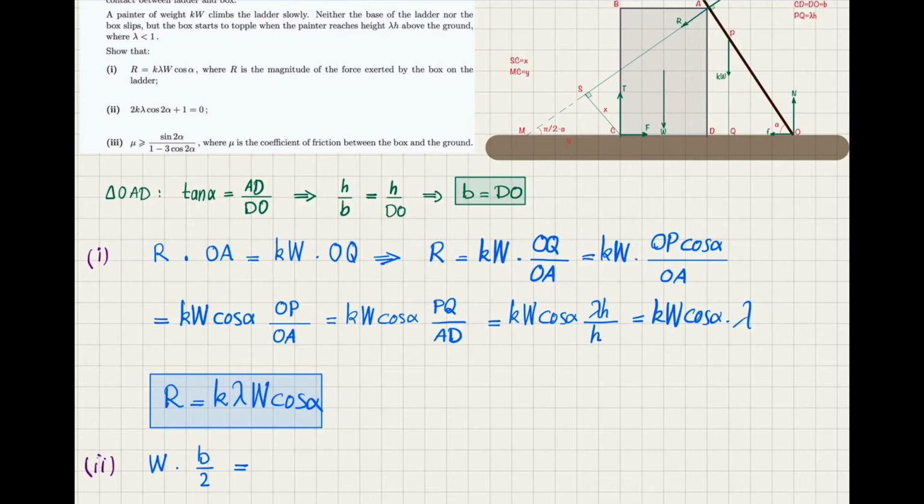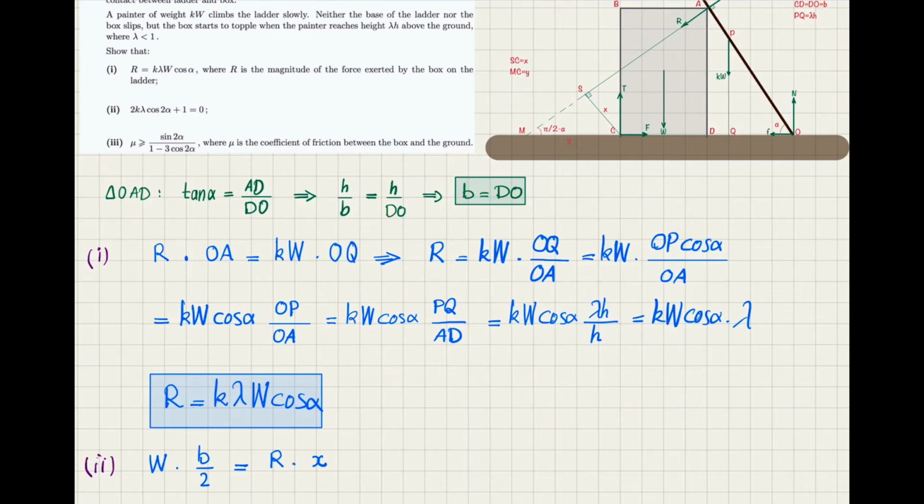So this should be equal to the torque of the other force, which is the reaction force R. Okay, so I need to multiply the magnitude of that force, which is R, by the perpendicular distance from C to the line on which R lies. So you see, the line on which R lies is this line, and this perpendicular distance from C to that line is this distance, which is CS, and for simplicity I have denoted this length by X. So this is X.